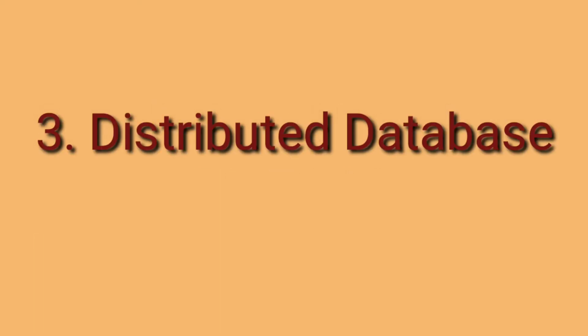The third type of database is the distributed database. These types of databases are mainly used in a networked environment where the database is stored at a central server and it is distributed at multiple locations so that different users can access it without interfering with each other.